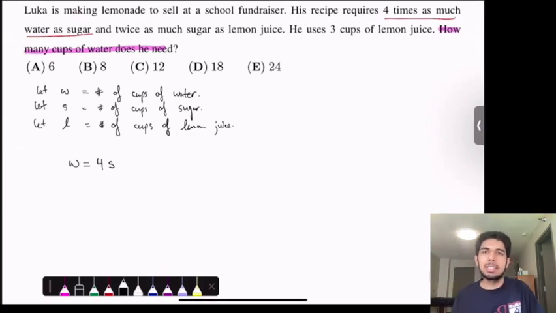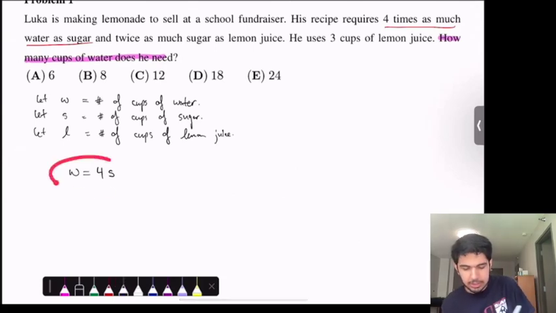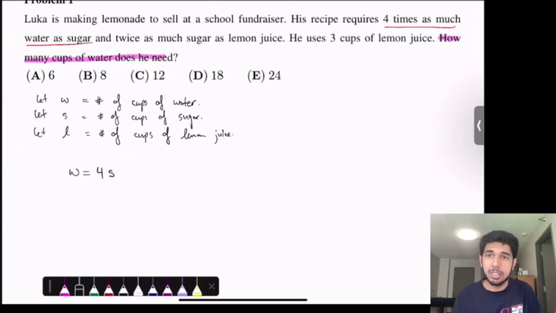And the way to think about this is suppose we had 2 cups of sugar. Then we need to have 4 times as much water, so 2 times 4 is 8, and all of that is represented in this equation here, since we don't know how many cups of sugar we have at the moment.